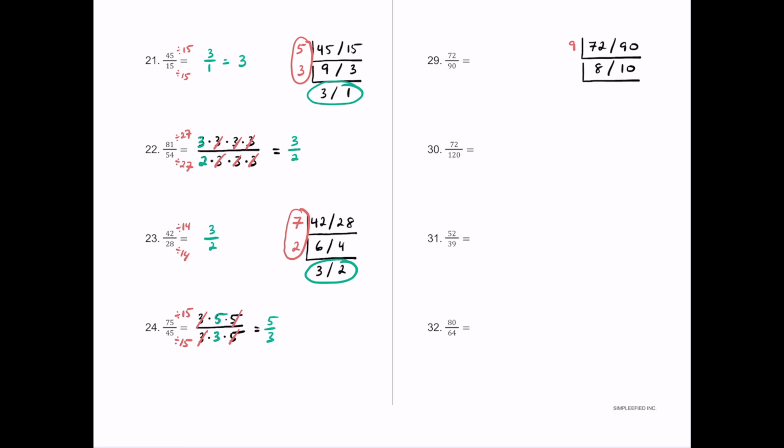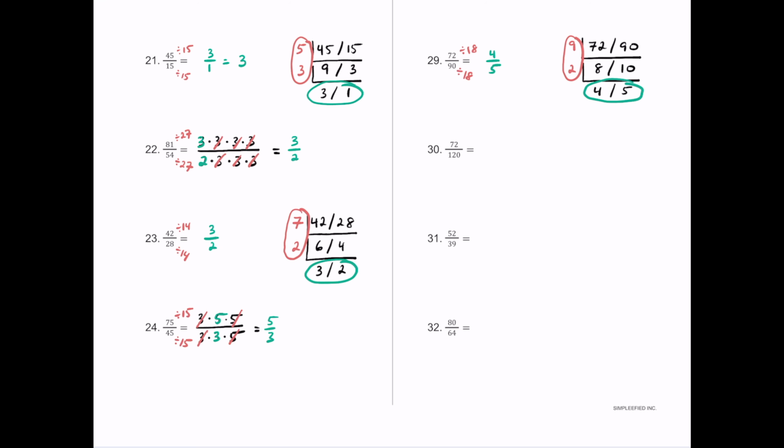And then for this 8 and 10, I'm thinking of a 2 because they're both even numbers. 2 times 4 is 8, and 2 times 5 is 10. So this 9 and 2 on the side happen to make the GCF. So that means you can divide 72 by 18 and 90 by 18. And this 4/5 on the bottom represents the most simplified version of this fraction. So we can write 4/5.